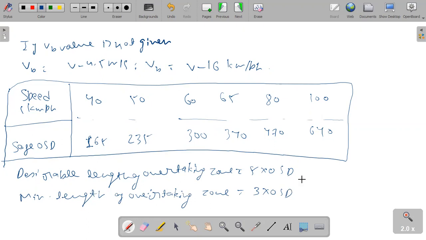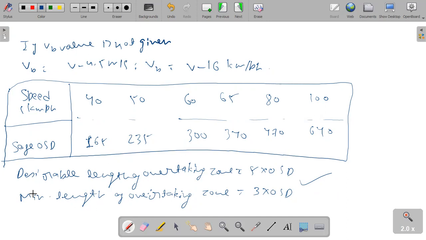These two things are very important in your numericals. If in numericals it is asked what is the desirable length of overtaking zone, or what is the minimum length of overtaking zone, you easily multiply OSD by 3 to get the minimum length of overtaking zone, and OSD multiplied by 5 to get the desirable length of overtaking zone. Okay, so this is it for overtaking side distance.